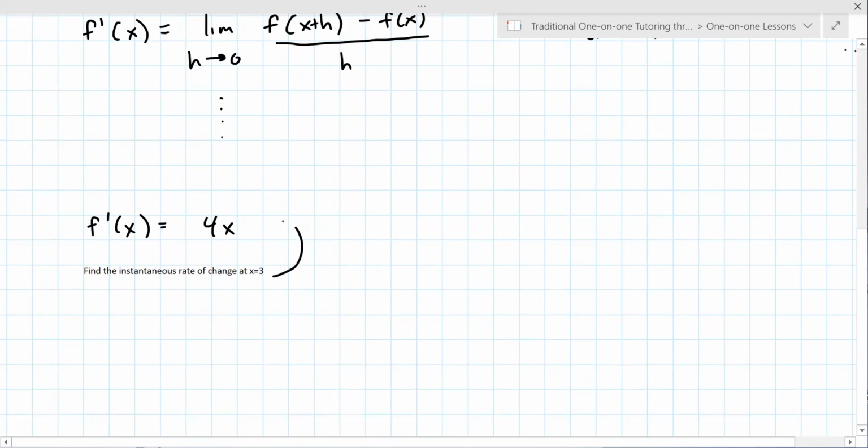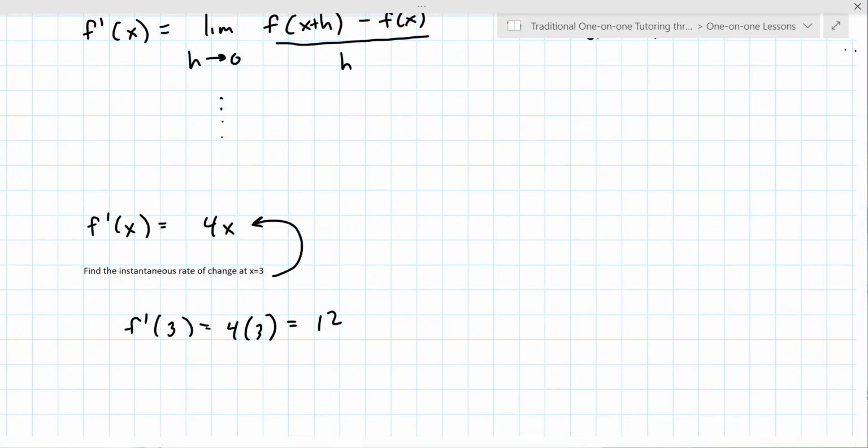So you would have to put 3 in here. You get f prime of 3 equals 4 times 3, which is 12. Once you get to that step, if you get it wrong, it would be so sad. Well, it does happen, so you really want to pay attention to that.